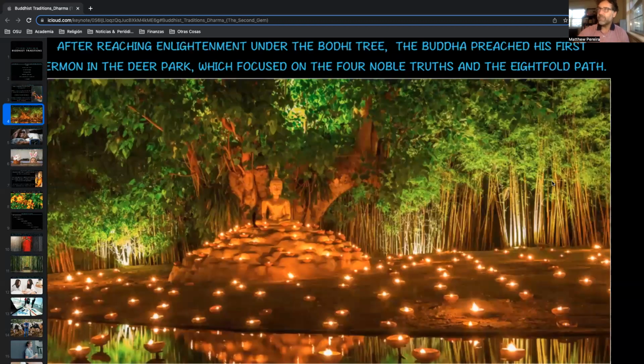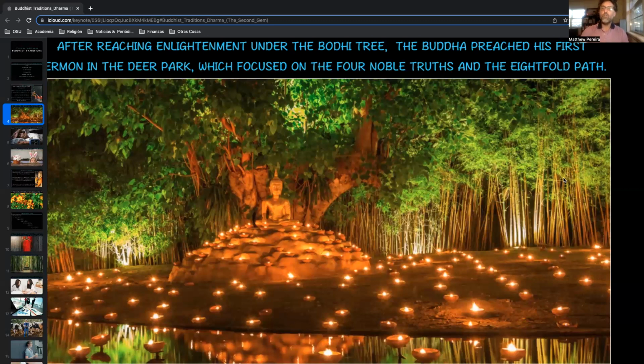All right, so remember we left the story with the Buddha under the Bodhi tree, struggling for and praying for enlightenment. Remember, he prays away Mara, the Lord of Death, and an earthquake comes that sends Mara off. And then he remembers that his father found peace in meditation, so he himself returns to meditation and he reaches enlightenment. After reaching enlightenment under the Bodhi tree, the Buddha preached his first sermon in Deer Park.